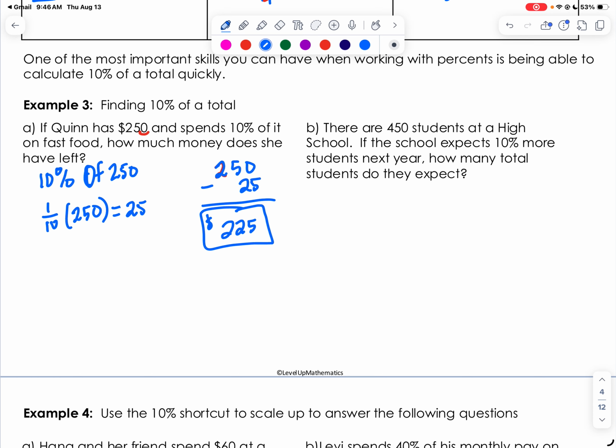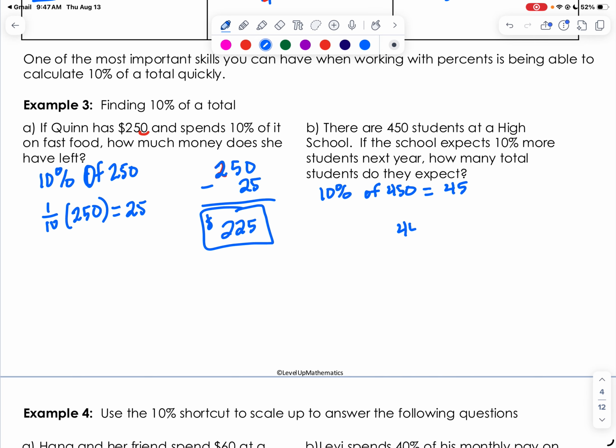Part B. There are 450 students at a high school. If the school expects 10% more students next year, how many total students would they expect? So 10% of 450, remember you just move your decimal to the left one time, would simply be 45. So that means they're going to have 45 more students next year.